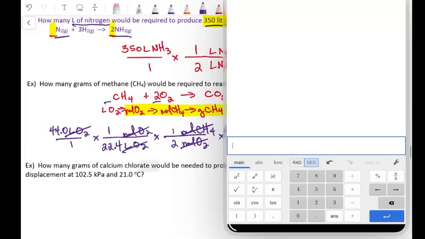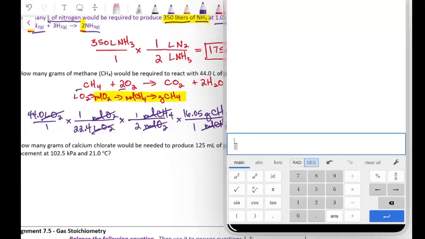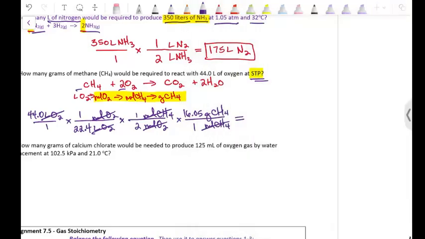And so now I just get out my calculator, and I'm going to say, we'll just make this one big fraction, 44 times 16.05 on top, and then on the bottom 22.4 times 2. And that gives me about 15.76, or we'll say 15.8 grams of CH4.